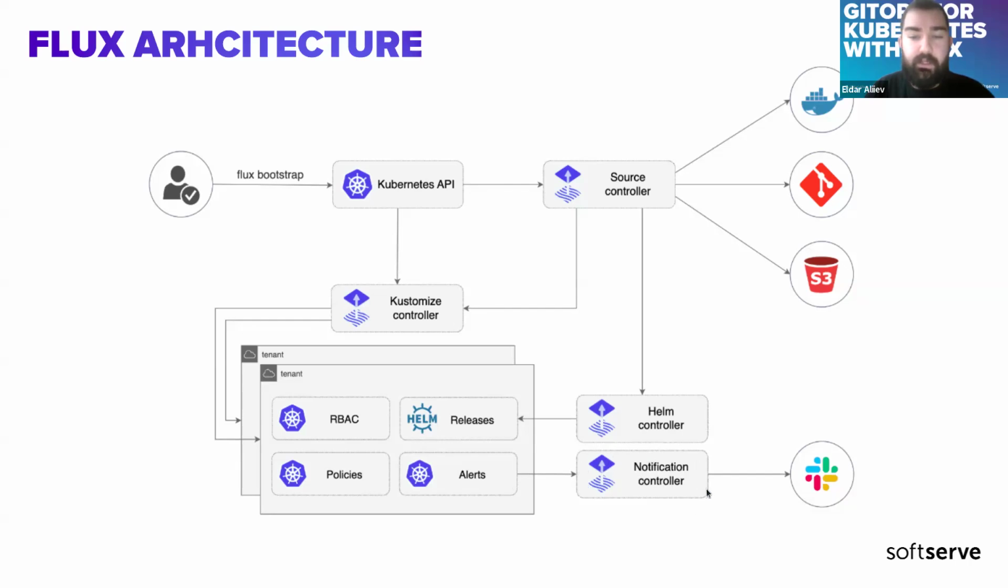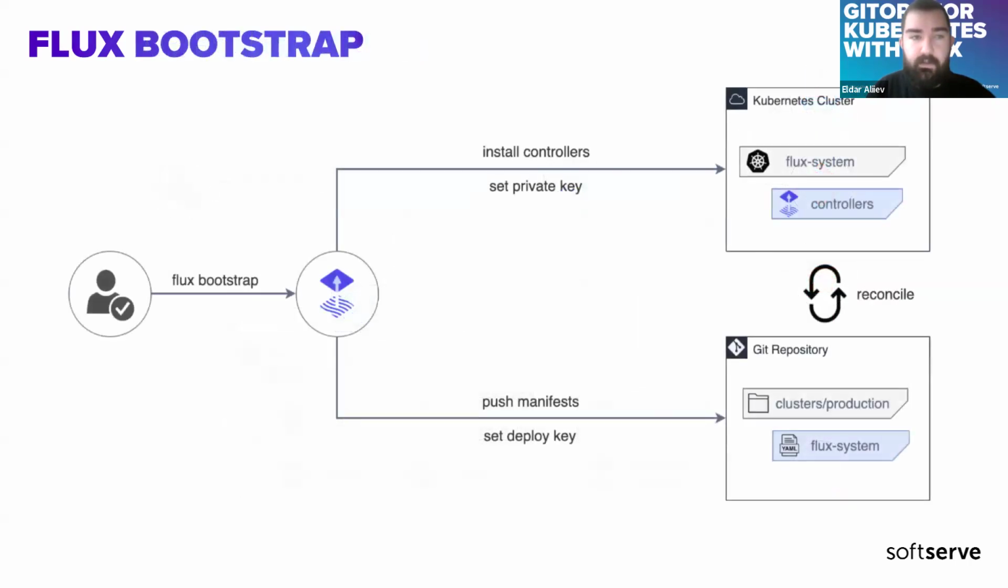So in this case, the notification controller can use different notification channels to notify about events in the system, like failures of the release or success of the release. So something like that. This schema is pretty general. Let's discuss the bootstrap of Flux.